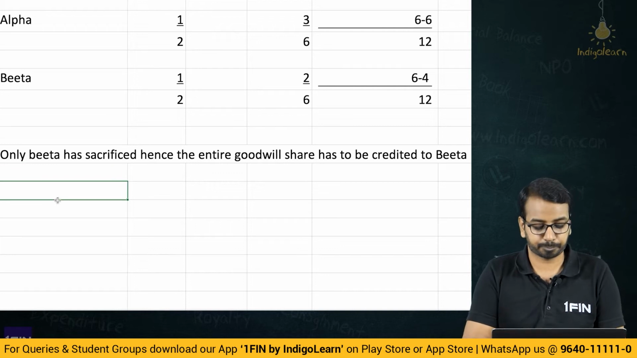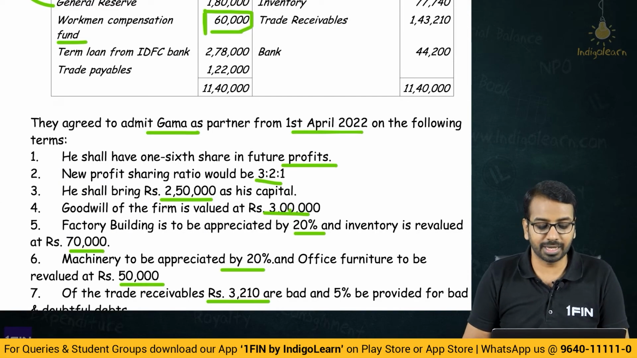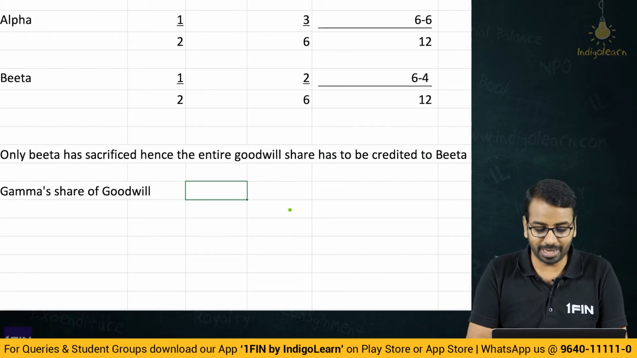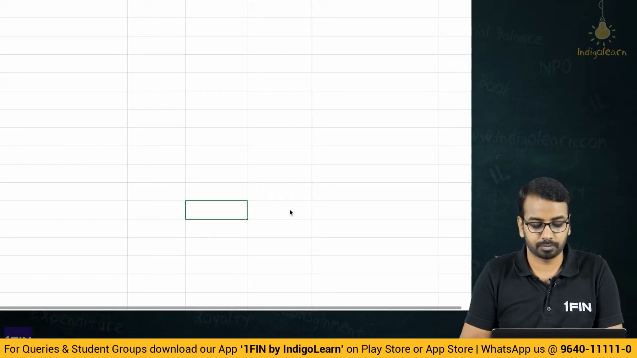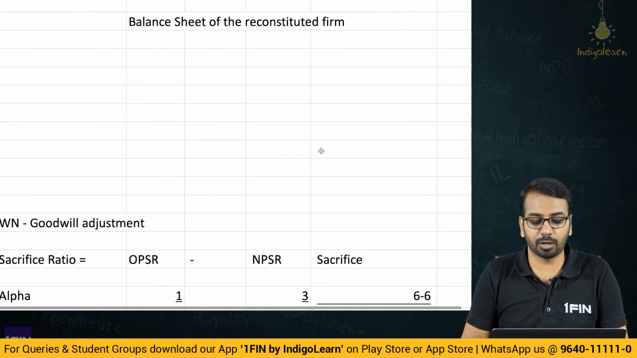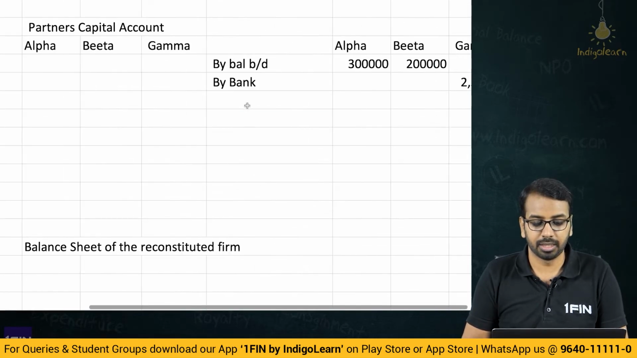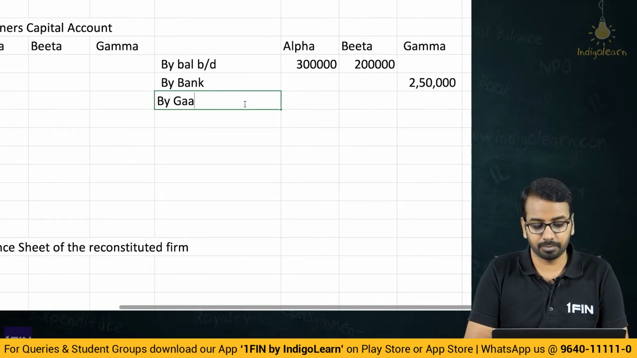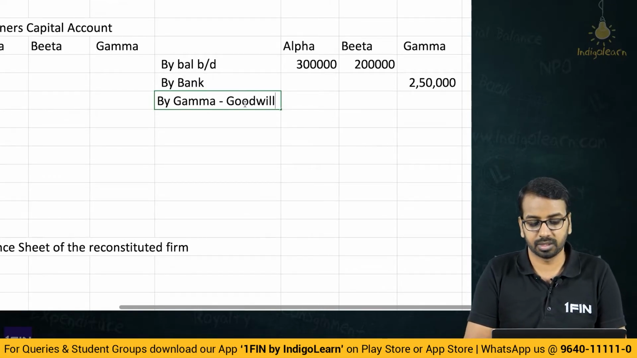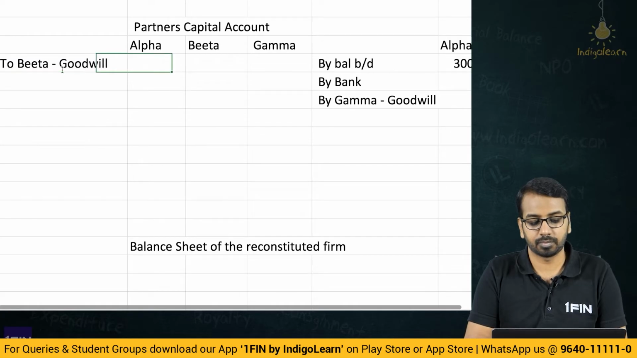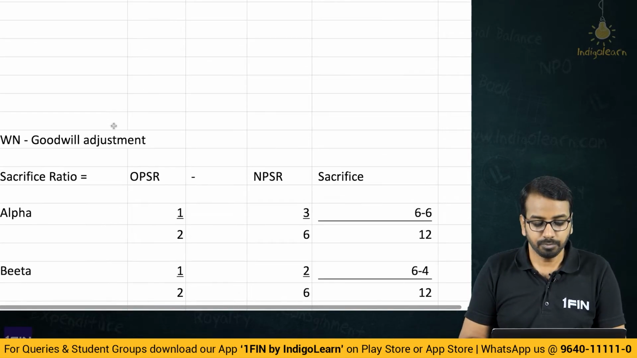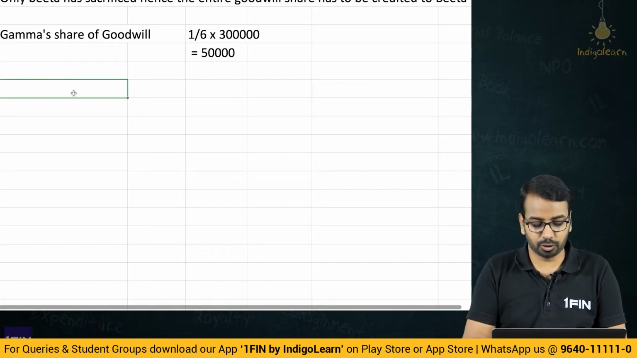Okay. So, Gamma's share of goodwill is how much? Goodwill, they have said it is valued at 3 lakhs. So, goodwill of 3 lakhs and Gamma's share would be 1/6 of 3 lakhs, that is 50,000. Right. Now, this 50,000 in the partner's capital account, what will you write? You will credit Beta. So, debit Gamma 50,000. In Gamma's capital account, you would say to Beta 50,000.